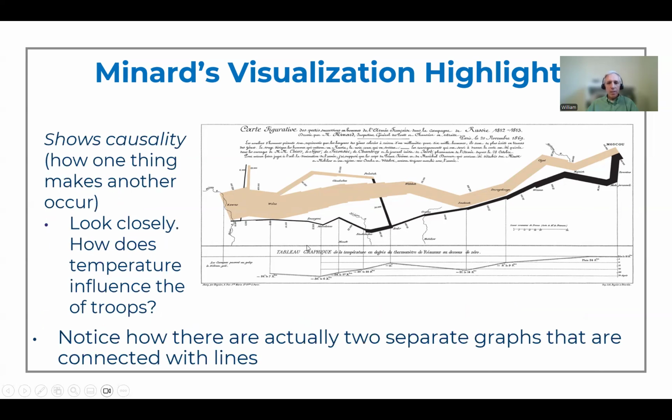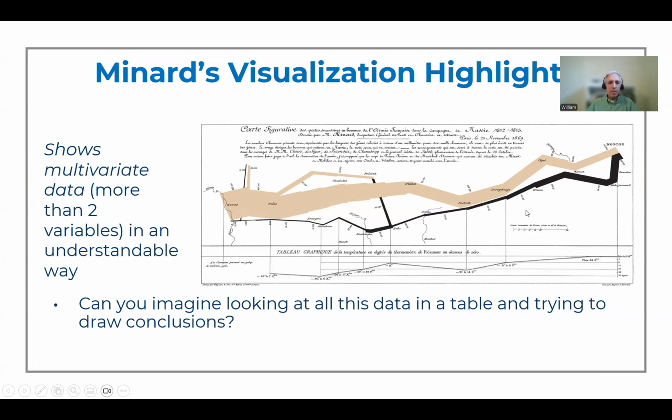It demonstrates causality. So the question is, how does temperature influence the troops? Well, the colder the temperature gets, the more troops go down. A lot of troops went down, like here, but the colder it got, the worse and worse it got. So on the way back, they weren't dying of heat stroke; they were starving. Sorry, they were freezing to death. And so this is actually two separate graphs that are connected with these lines, with these common points in time. So this shows multivariate data, which is data with more than one variable, in a very understandable way.